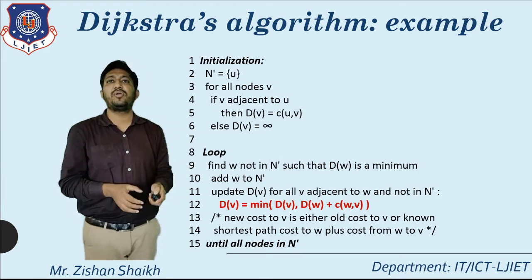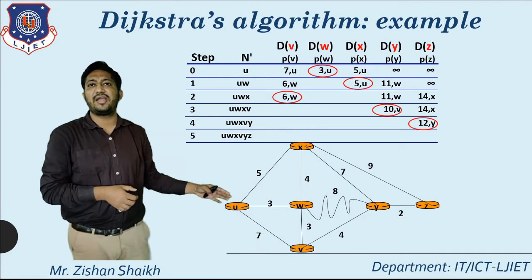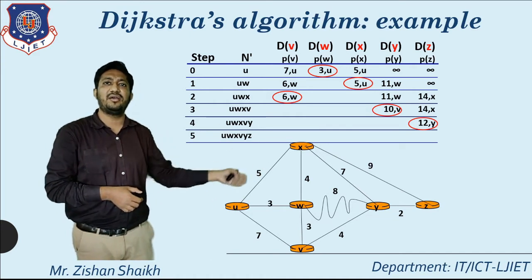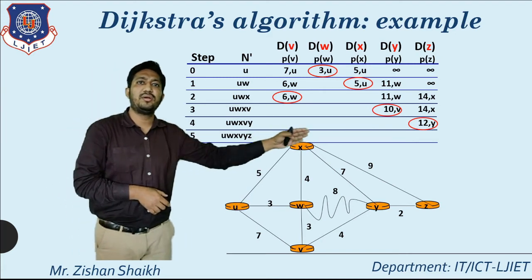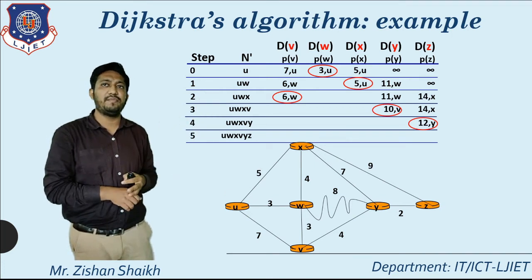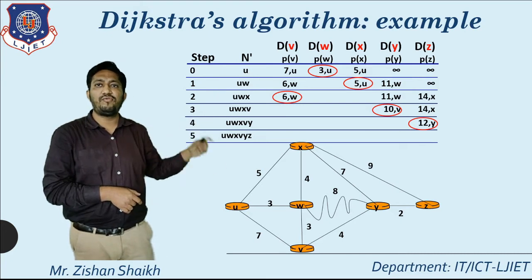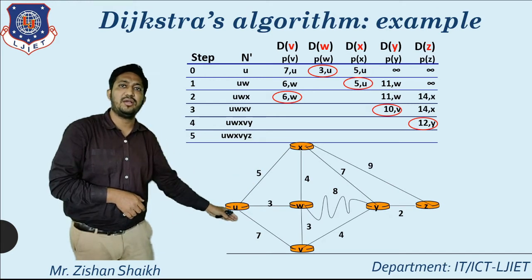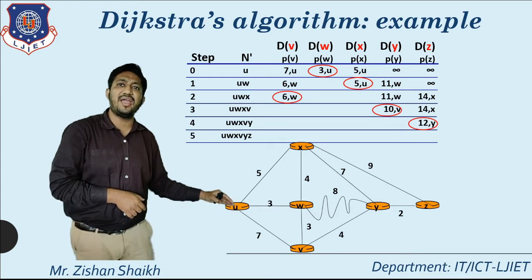Now let's understand this algorithm with the help of an example. See the particular diagram: U, V, W, Y, Z and X. These are our nodes. Our goal is to reach from U to a particular destination. For that we calculate this table. In step number 1 we put the source node U. From U we can reach three nodes directly: X, W and V. So the adjacent nodes are X, W and V.